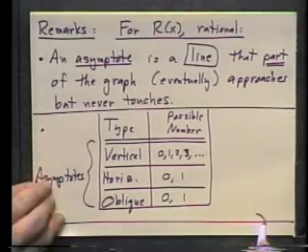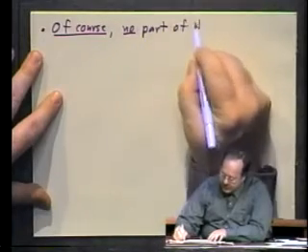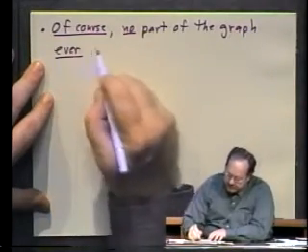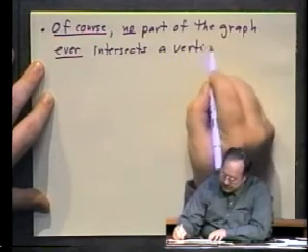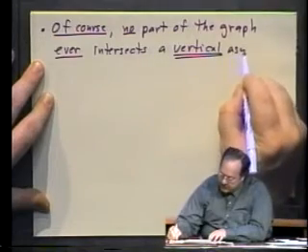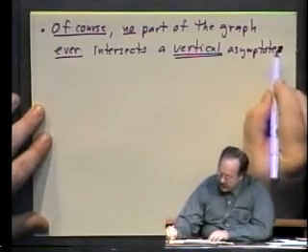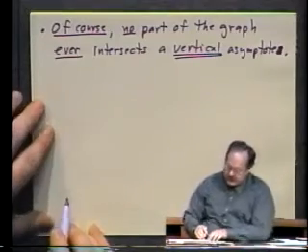And a couple more remarks before I leave this first segment on rational functions. Of course, when you think about it, this has to be true. Of course, no part of the graph of r of x ever intersects a vertical asymptote. Now, it turns out that it can intersect more than once a horizontal asymptote or an oblique asymptote, but it cannot intersect a vertical asymptote at all.